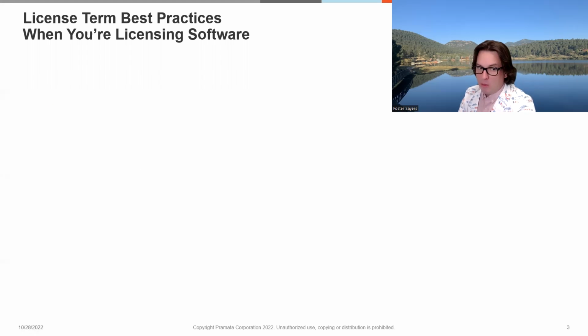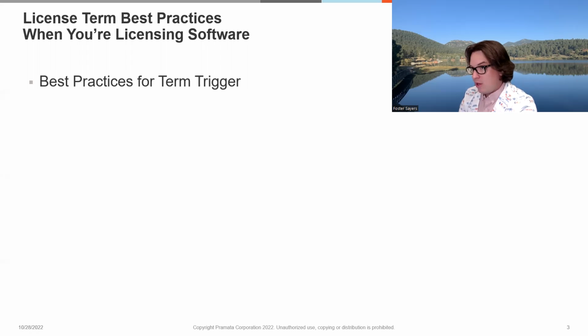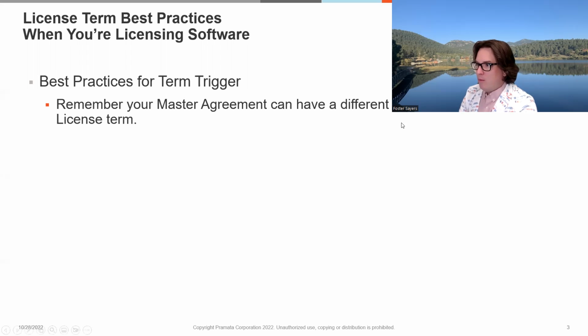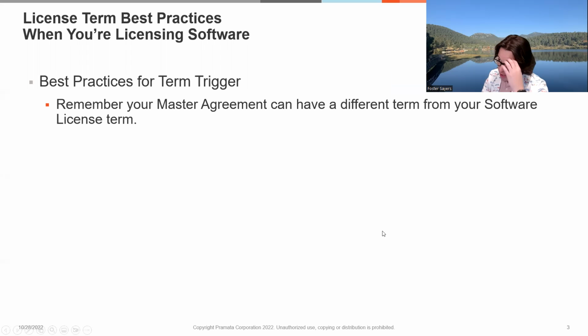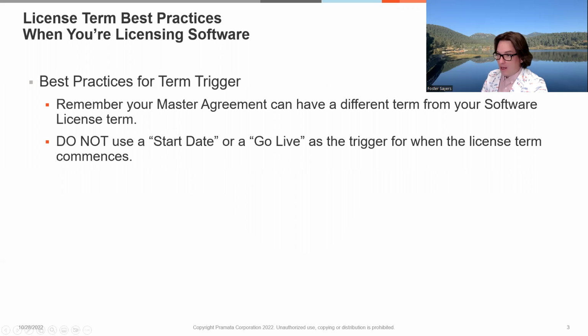Now, a little bit more sophisticated best practices when you're licensing software, and those relate to term trigger. So what I want to remind everyone is that you can have a term that's different for your master agreement and your software license term. Don't have to be the same. So noting that, I want to make sure everyone knows, do not use start date or go live as the trigger for when the license term commences.